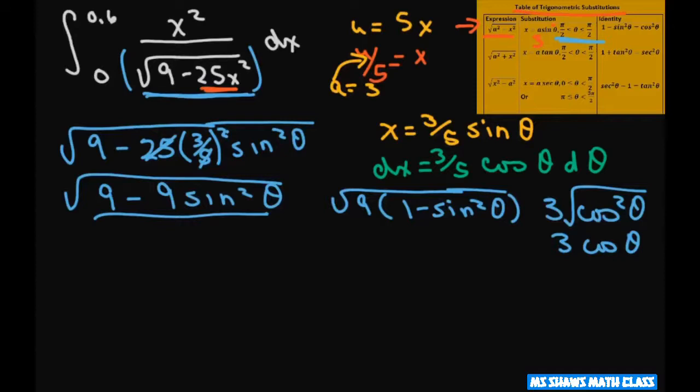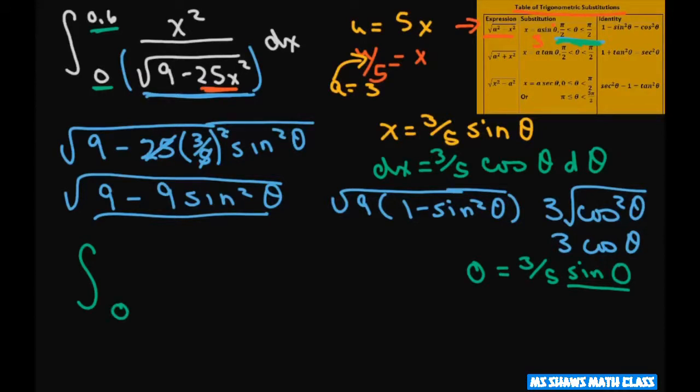So now, let's go ahead and do our substitution. Since we did our substitution, we need to change our bounds as well. So when x is 0, my angle is going to be 0, because we have to be in this range. So that's still going to be 0.